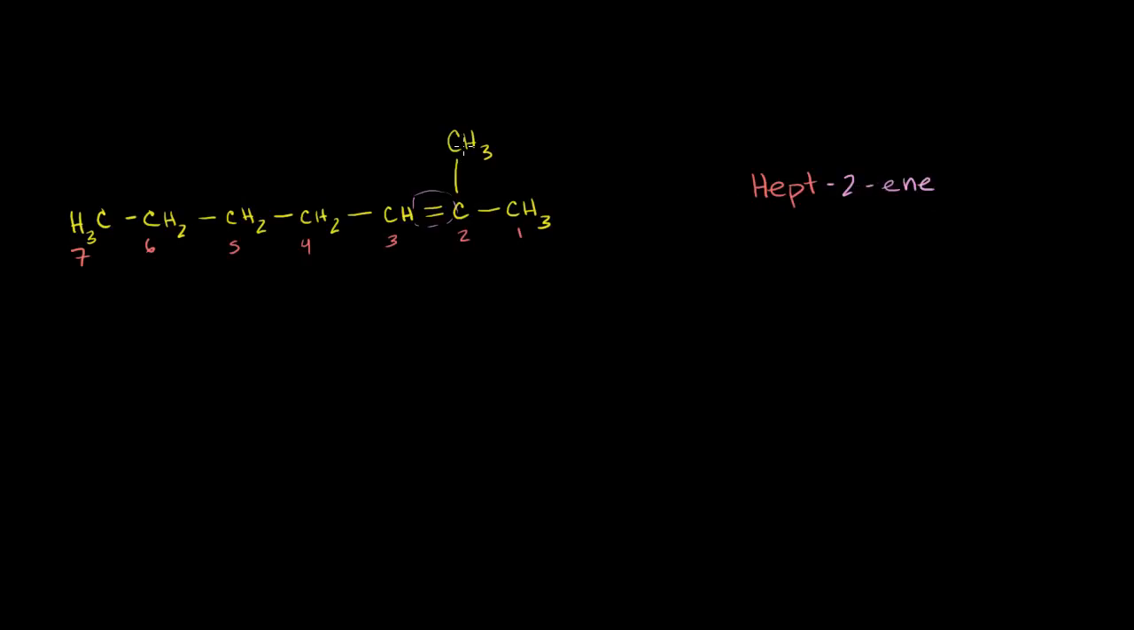And then we have this methyl group here, which is also sitting on the second carbon. So on the second carbon, we would say 2-methylhept-2-ene. So it's a hept-2-ene. That's all of this part over here, double bond starting on the 2 if we're numbering from the right. And then the methyl group is also attached to that second carbon.